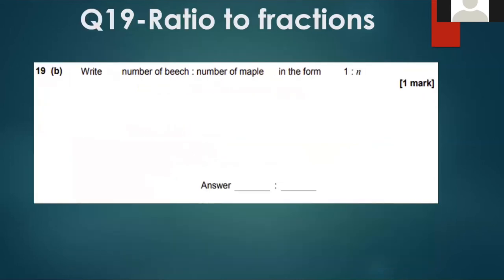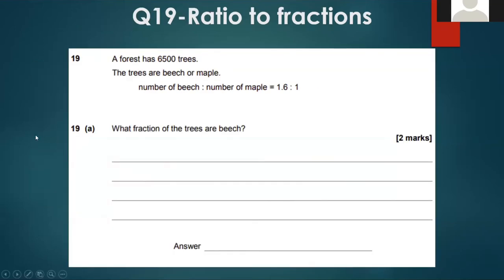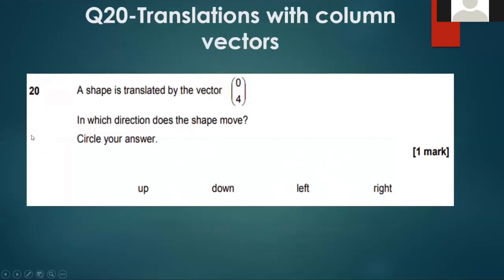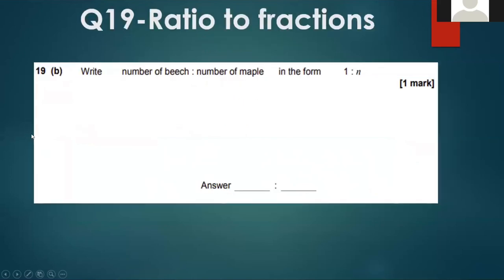Okay, part B, it says write the number of beech to the number of maple in the form 1 to n. So we've got the ratio, I think I've actually forgotten what the ratio is, 1.6 to 1. So it's 1.6 to 1, guys. And we want our answer in the form of 1 to n. So again, it is a ratio conversion.